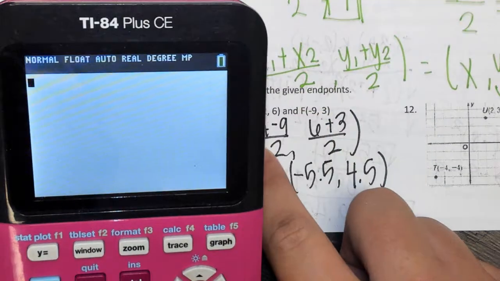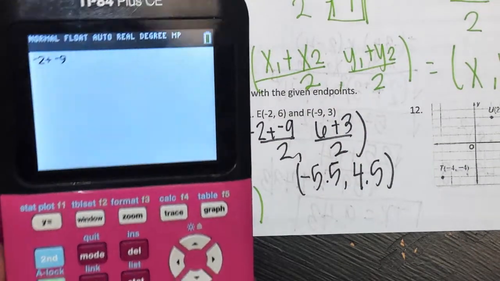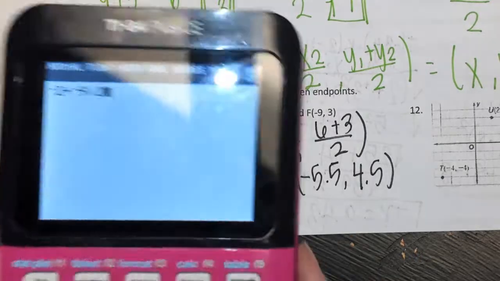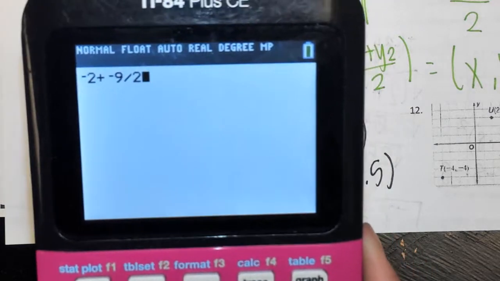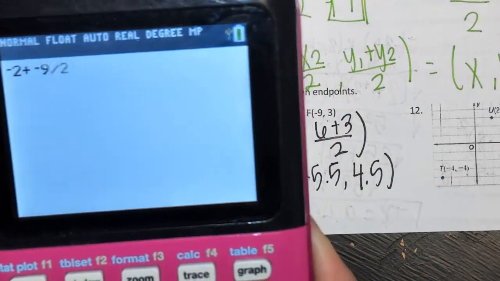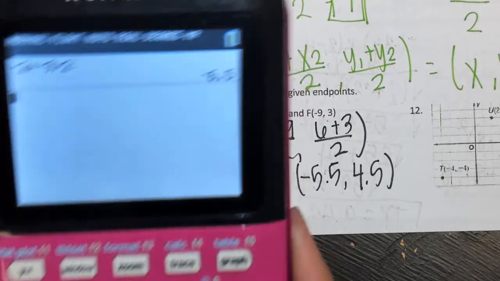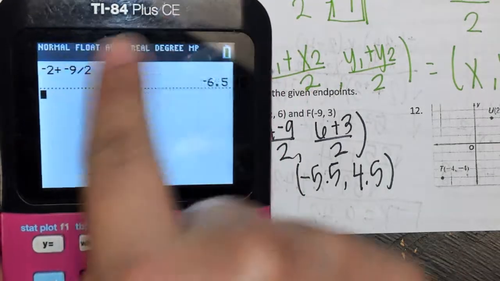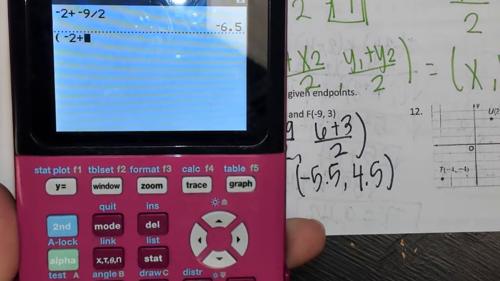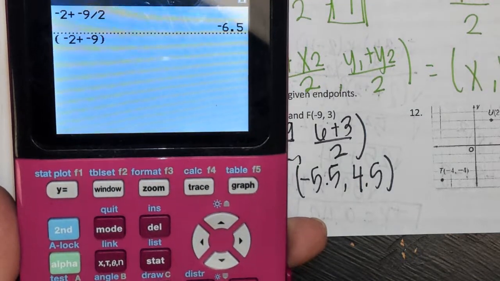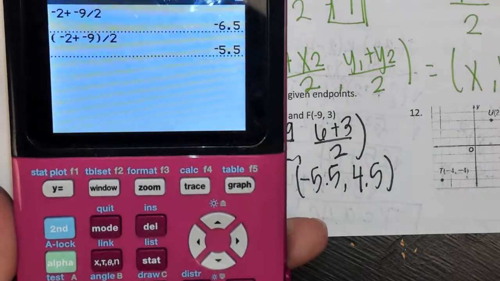You are going to type this in your calculator, and you're going to go negative 2 plus negative 9 divided by 2. That calculator is going to think you only want to divide 9 by 2. So if you press enter, I get negative 6.5. Is that right? No. So if you want to type the whole thing in your calculator, you need to put parentheses, negative 2 plus negative 9. Close your parentheses, divided by 2. Then you'll get the right answer.